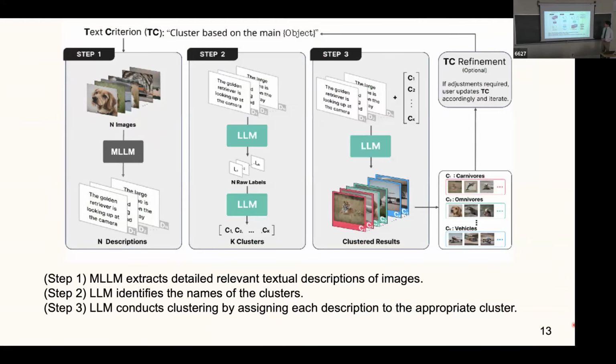We take our images, right? So this is an image clustering problem. So the input is just a collection of images. In step 1, we provide a collection of images, and we use a multimodal large language model to convert these images into n paragraphs. Each paragraph is describing the corresponding image in a way that's relevant to the user-specified text criterion. And then in step number 2 and step number 3, we tell ChatGPT to cluster these paragraphs, and then that's it.